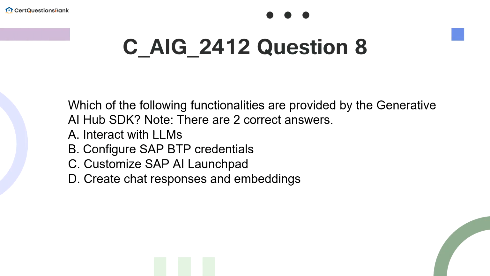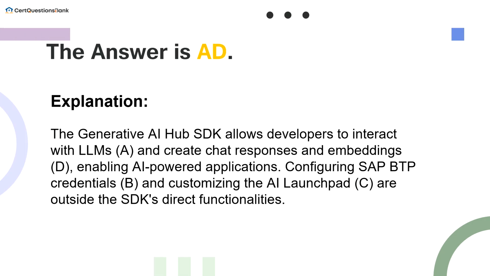Which of the following functionalities are provided by the Generative AI Hub SDK? Note: there are two correct answers. A. Interact with LLMs. B. Configure SAP BTP credentials. C. Customize SAP AI Launchpad. D. Create chat responses and embeddings. The answer is A, D.